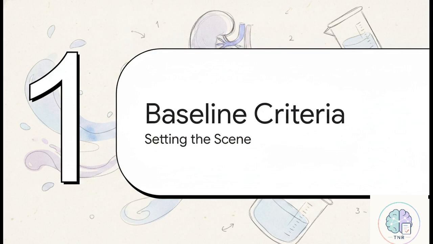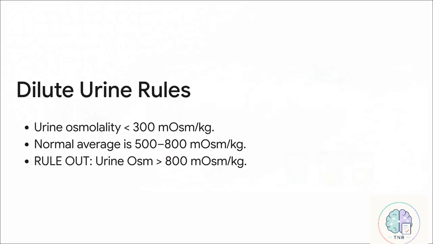Section 1. Baseline Diagnostic Criteria. Let's examine the scene of the crime. The very first clue we're looking for is dilute urine. In a typical DI case, that urine osmolality is strictly less than 300 milliosmoles per kilogram, and honestly, it usually hovers way down between 50 and 150. To put that into perspective, a normal average is somewhere between 500 and 800, with extreme normal ranges stretching from 50 all the way to 1400.